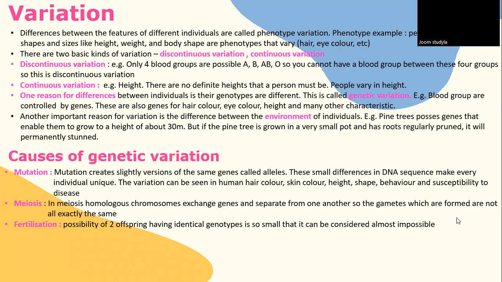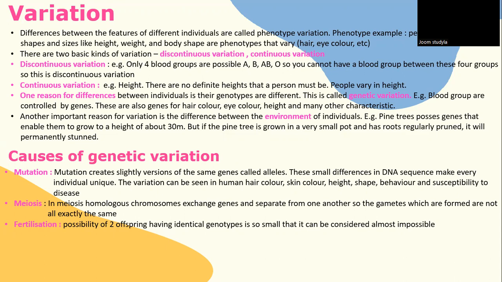Variation. Differences between the features of different individuals are called phenotype variation. Phenotype example: people come in all shapes and sizes. Height, weight, and body shape are phenotypes that vary, like hair and eye color, etc. There are two basic kinds of variation, discontinuous variation and continuous variation.